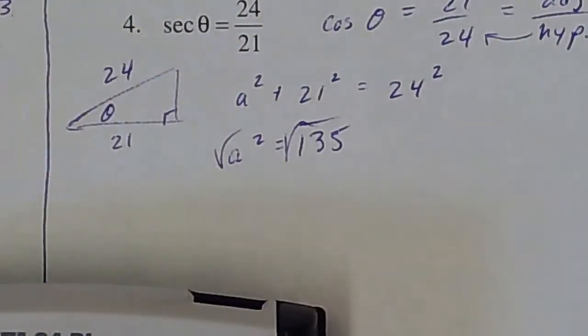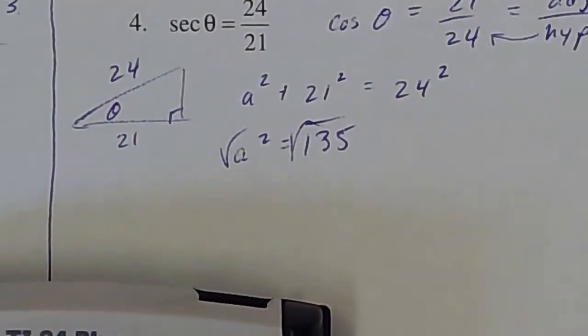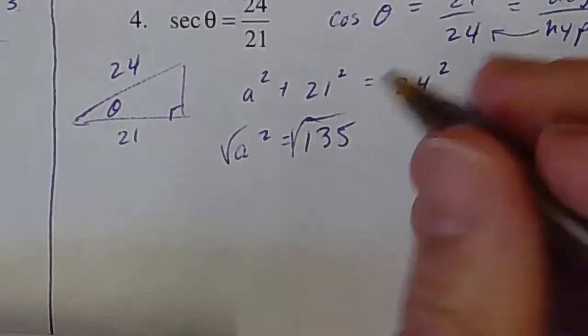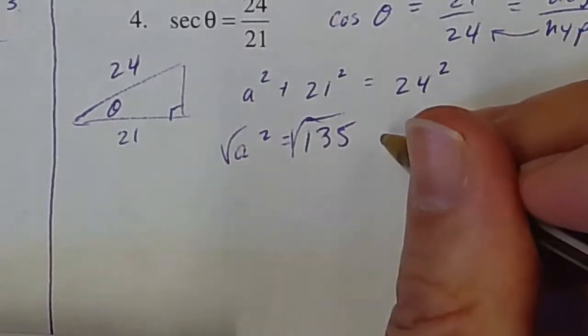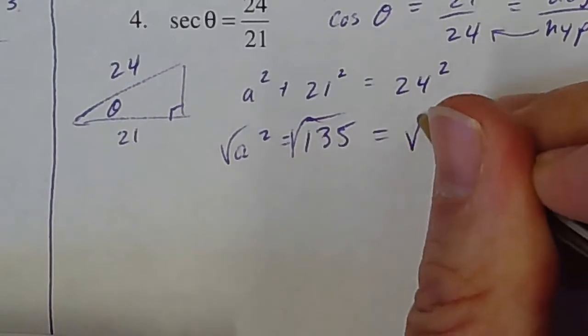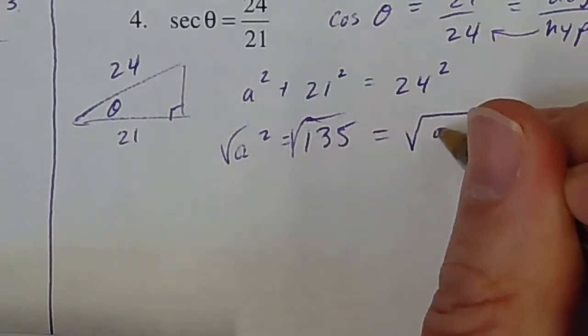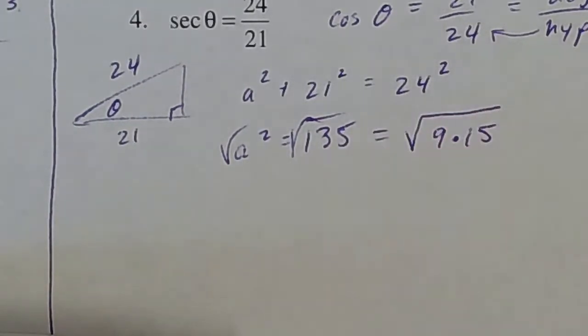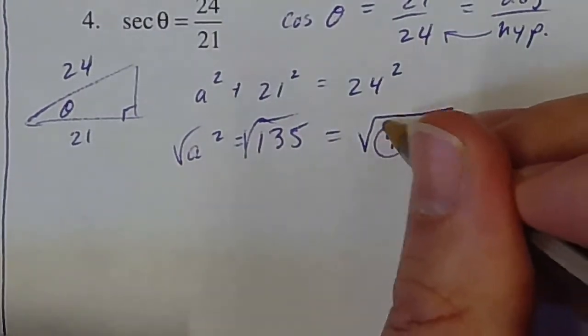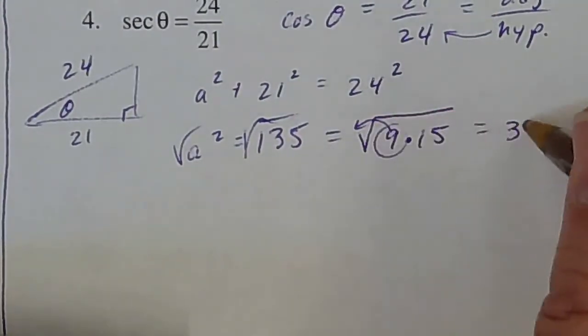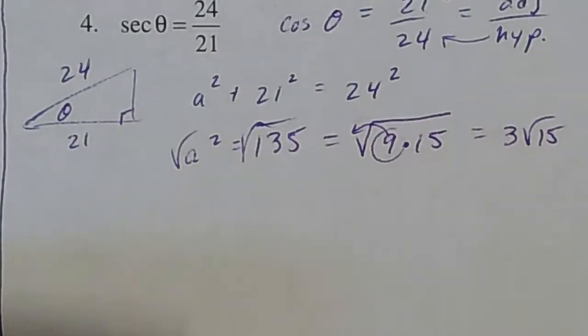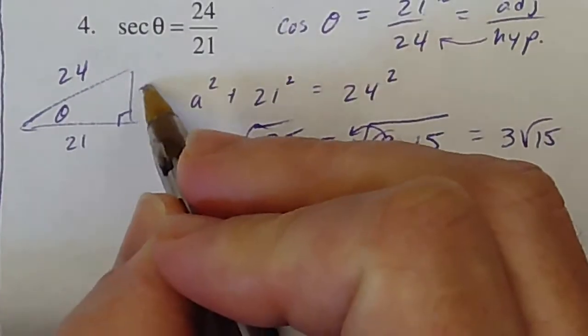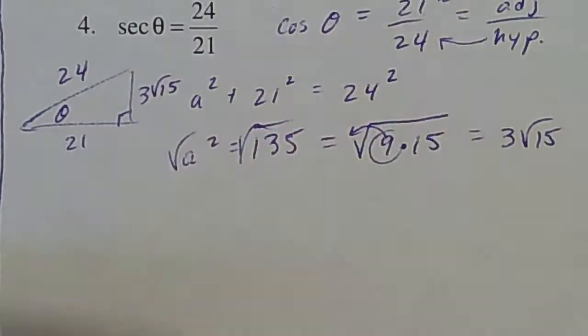When numbers get bigger, we might have something that goes in there, like 4, 9, 16, 25, or so on. So 9 is the square that goes into 135. It goes in there 15 times. So we take the square root of 9, which gets out 3 square root of 15. So that is the missing side right here, 3 square root of 15.